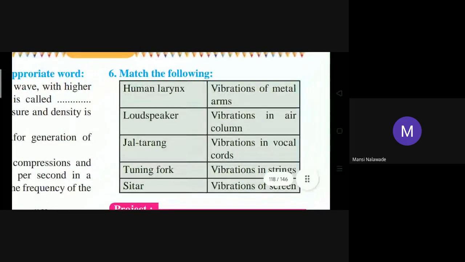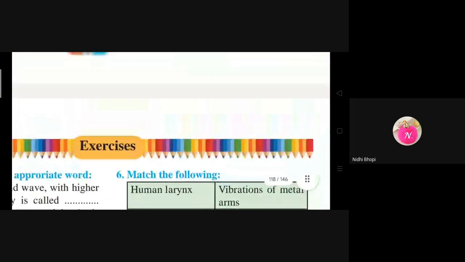Match the following. Human larynx: vibration in vocal cords. Loudspeaker: vibration of screen. Jal taranga: vibration of air column. Tuning fork: vibration of metal arms. Sitar: vibration in strings. Yes.